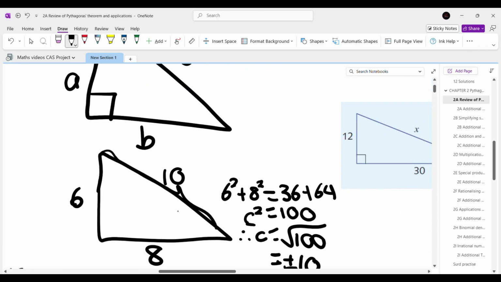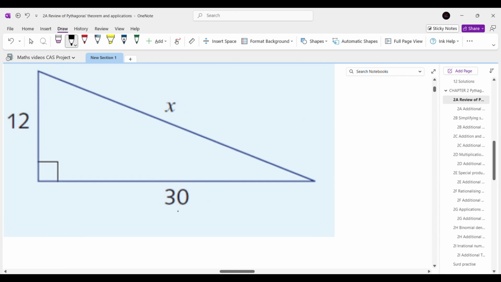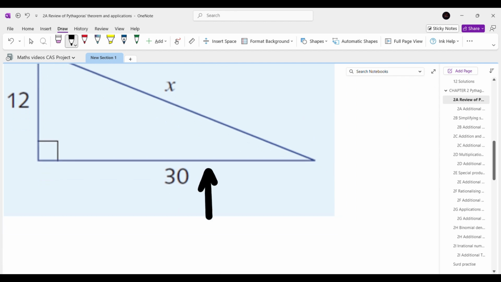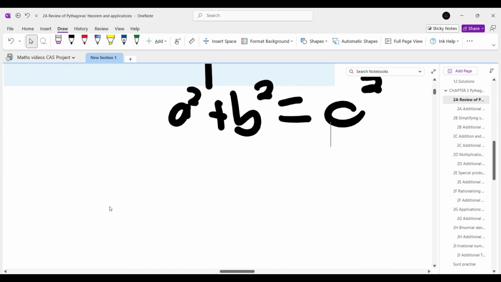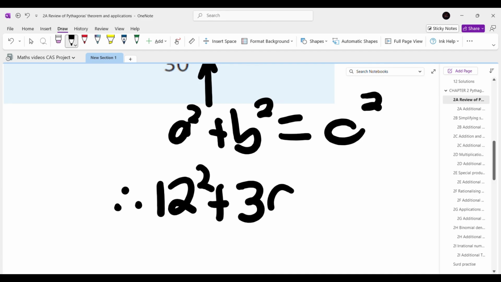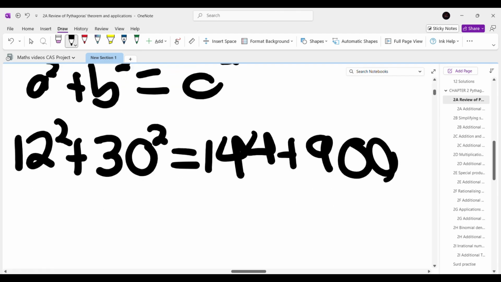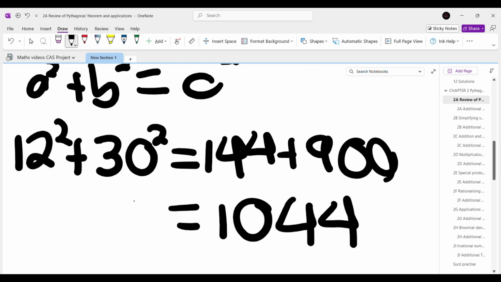However, what happens when we don't have a nice rational solution to this? For example, with this right angled triangle here, the equation still holds true with a squared plus b squared being equal to c squared. However, something interesting happens if we try and solve it. 12 squared plus 30 squared equals 144 plus 900. This equals 1044.